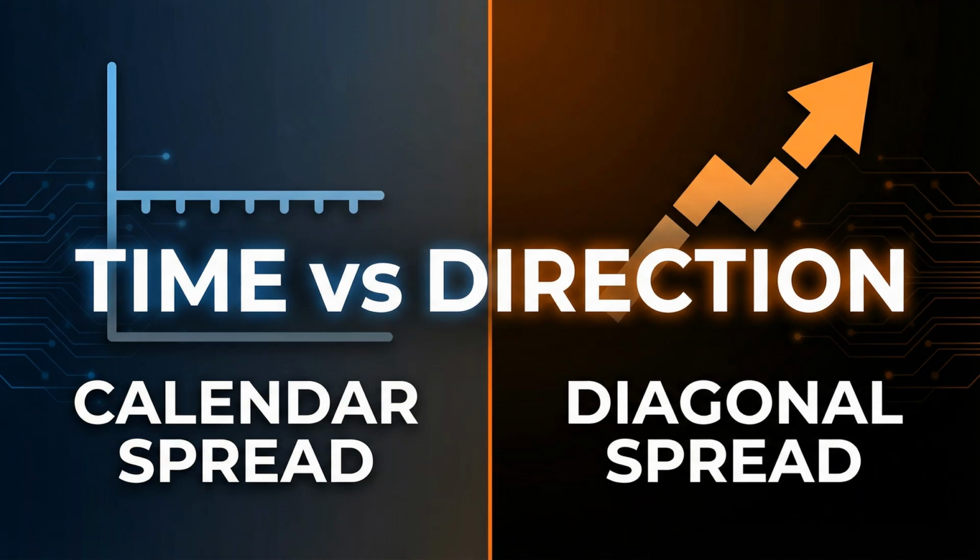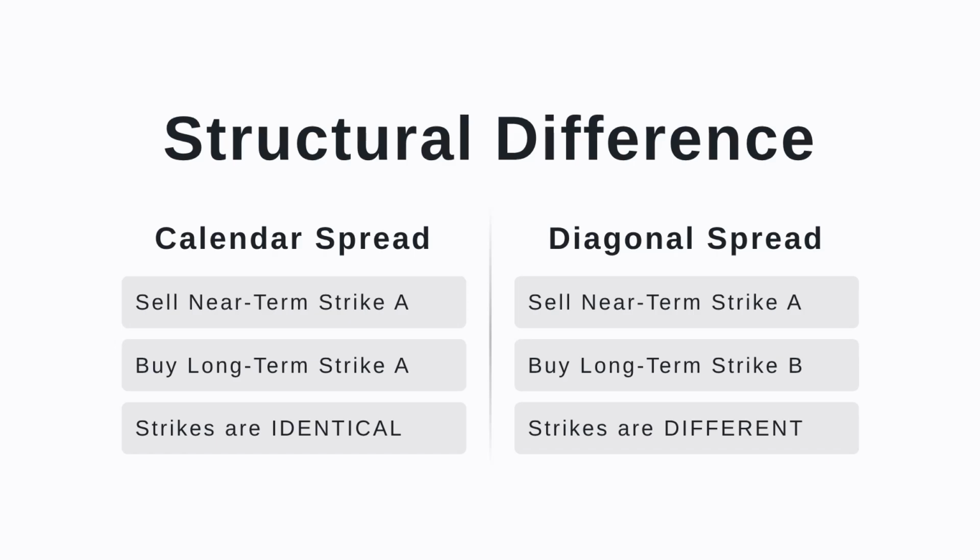Most traders treat diagonal spreads like fancy calendars, but ignoring the directional delta component is the fastest way to turn a winning trade into a maximum loss. Both strategies involve buying a long-term option and selling a short-term option, but the strike price selection changes everything. A calendar spread targets a specific price pin, while a diagonal spread targets a directional drift.